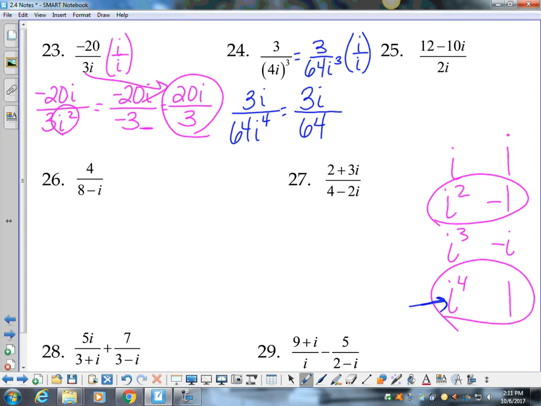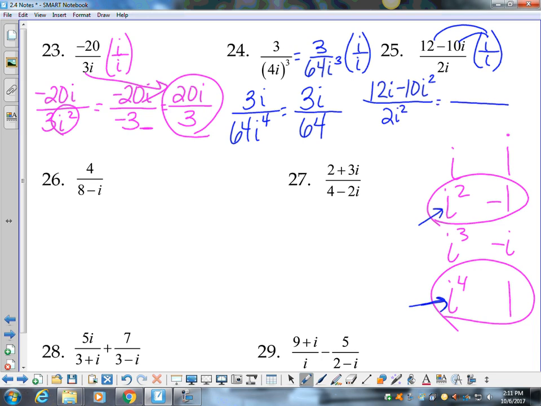Okay, number 25. Again, the top has an i in it. I don't care. The bottom has an i in it. I care about that. He's an i to the 1st, so I'm going to shoot for this guy. So I'm going to give him 1 more i. Now the top, you have to distribute this. So that's going to give me 12i minus 10i squared over 2i squared.